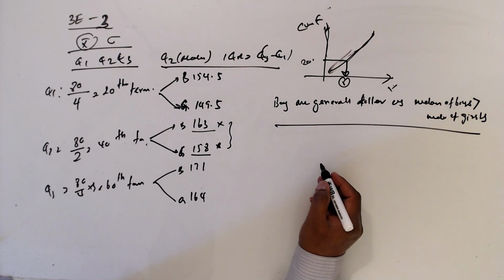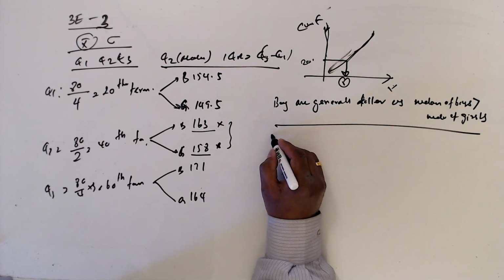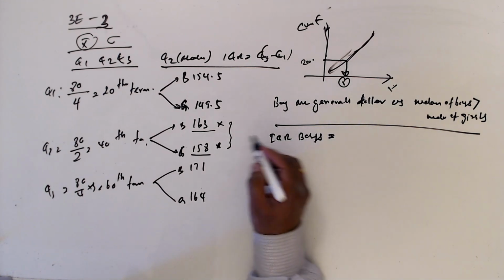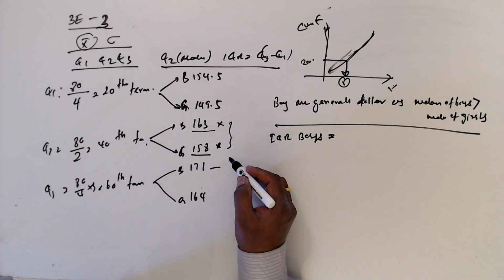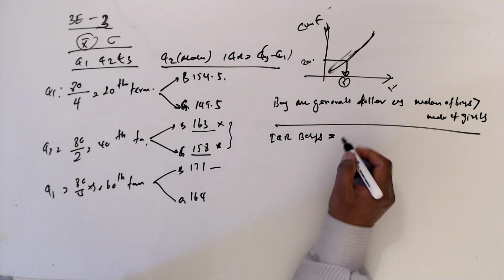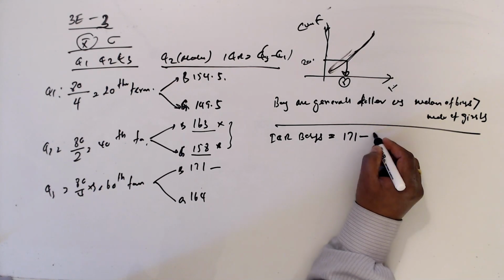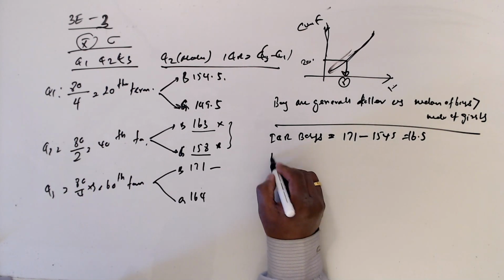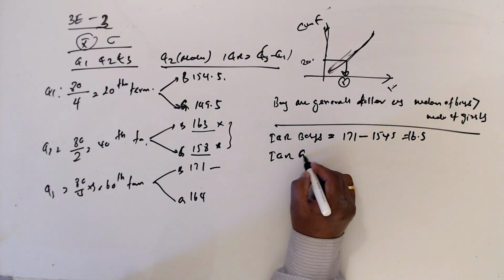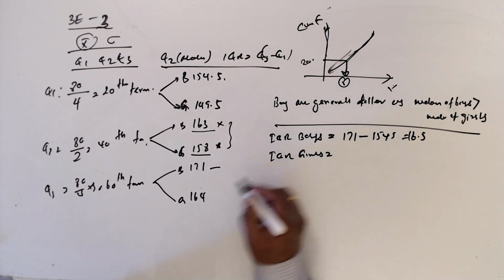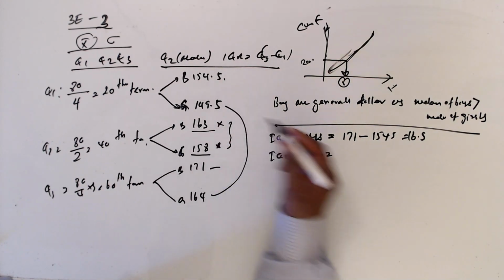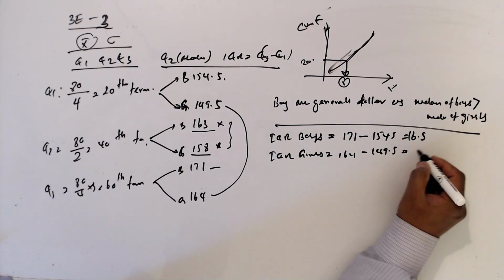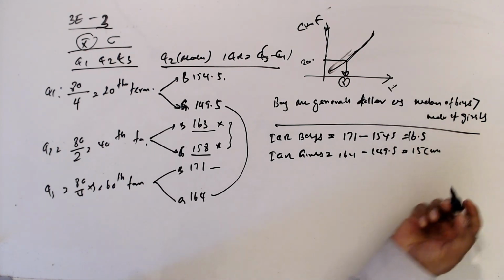Now for the spread, we'll find the IQR. IQR for boys equals 171 minus 154.5, that is 16.5. And IQR for girls is 164 minus 149.5, that is 15 centimeters.